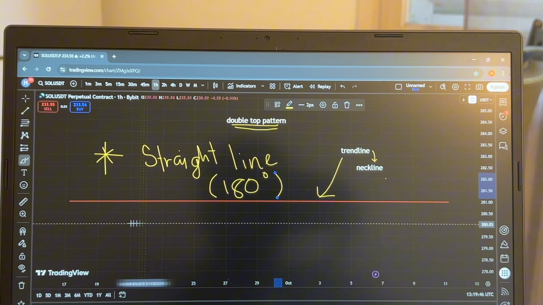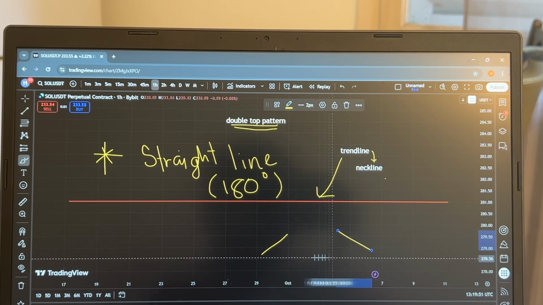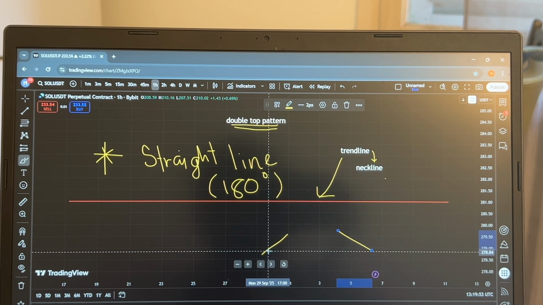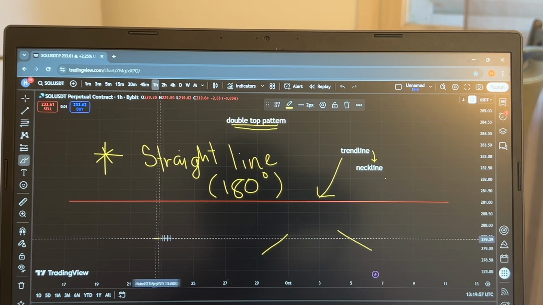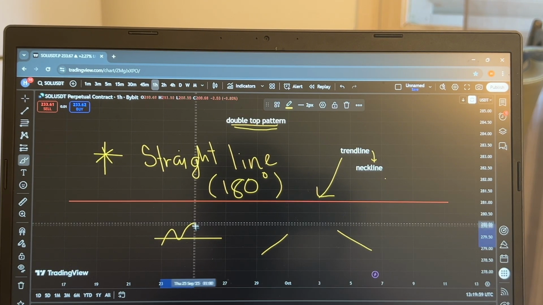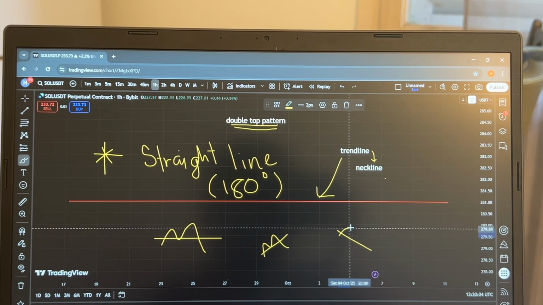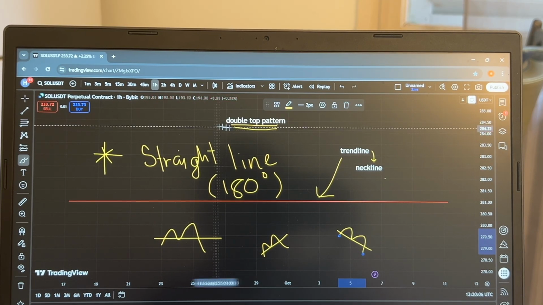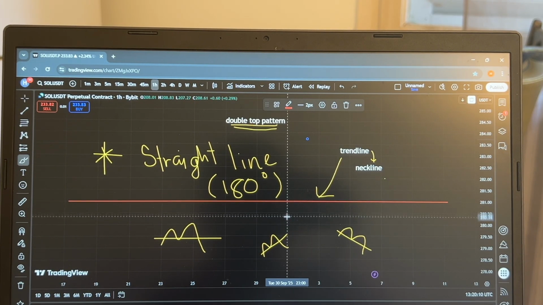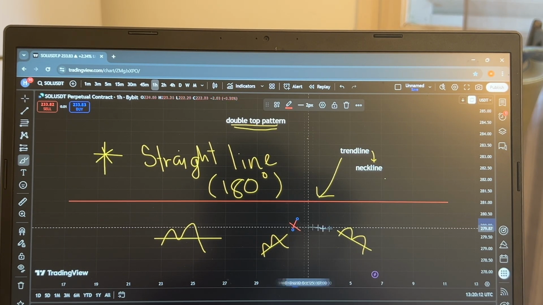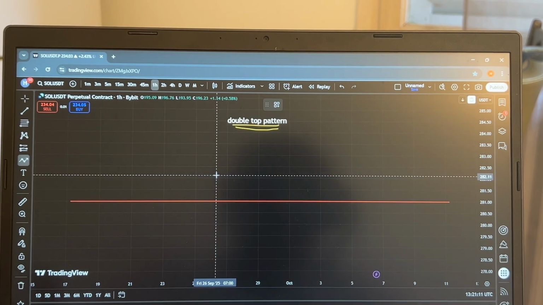This neckline should always be straight. It cannot be like this, it cannot be like this, it cannot be in any slanted position. It should always be like this. This should be like this. It cannot do this, it cannot do this. These are wrong. These patterns are wrong. Always keep that in mind.